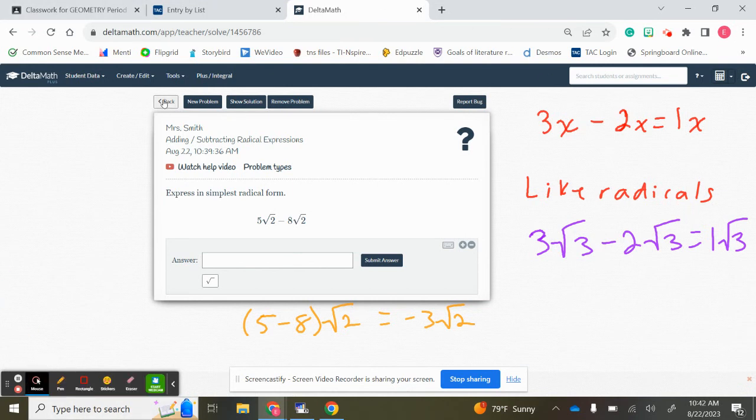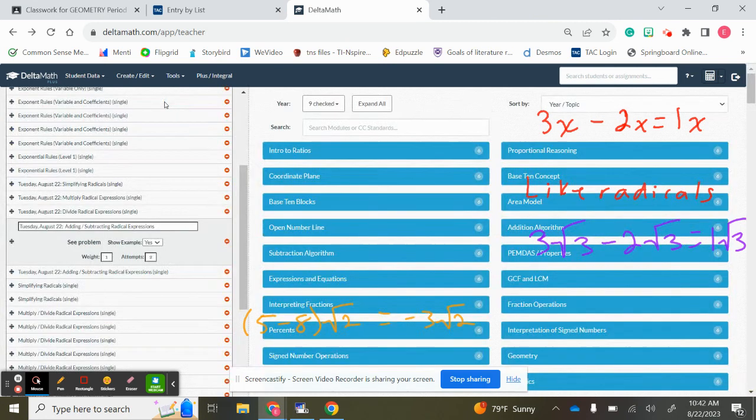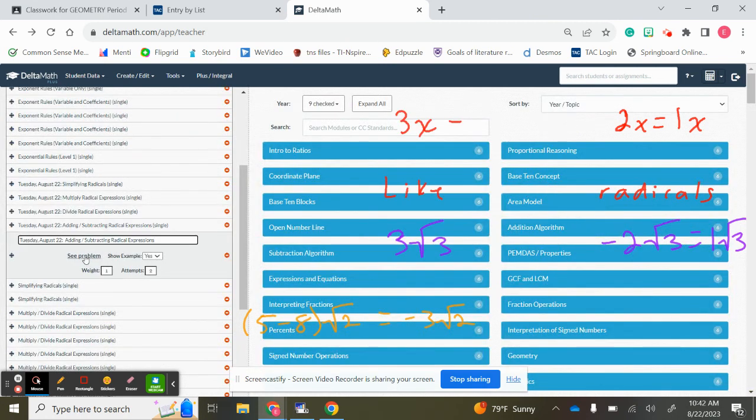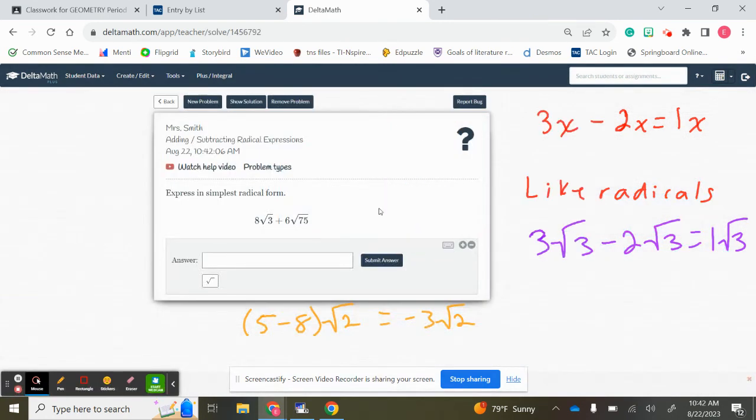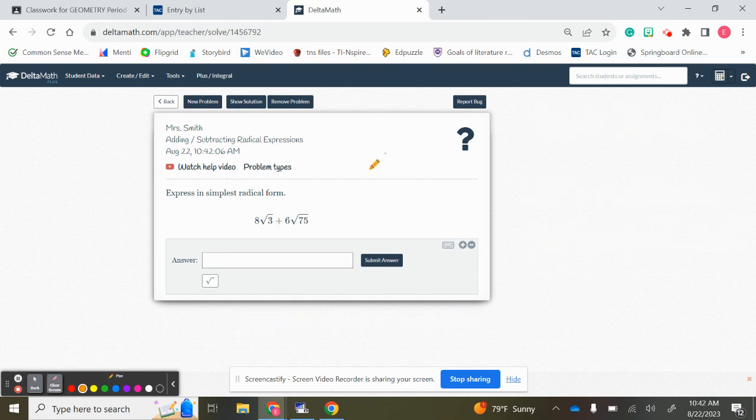All right. So now what happens when we don't have the like radicals? We have to find them using what we've done before, and that's simplifying the larger ones. Okay. So looking at this, I see I have 8 square root 3 plus 6 square root 75. I know the 75 can reduce, so that's what I'm going to work with first.